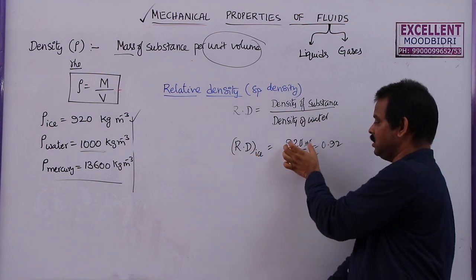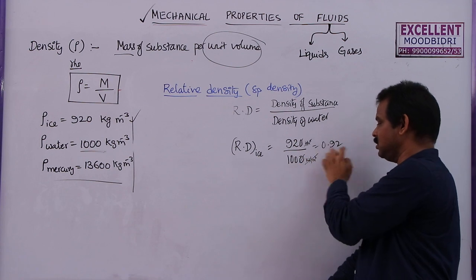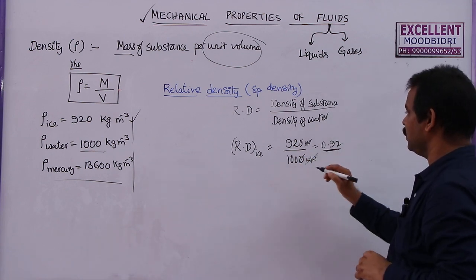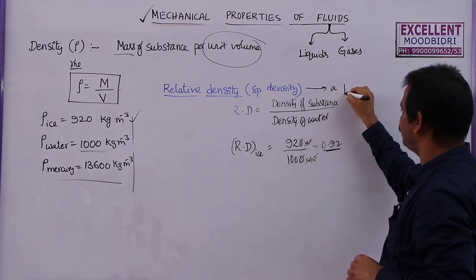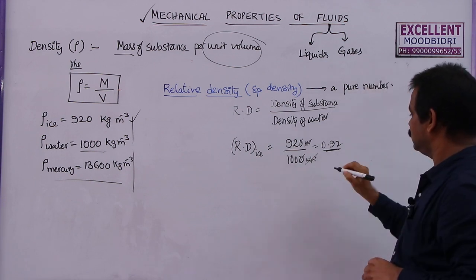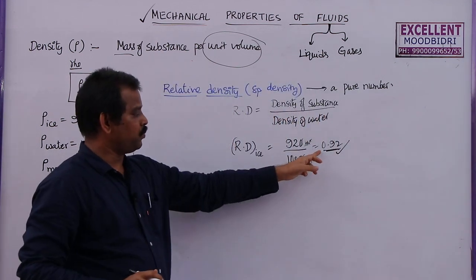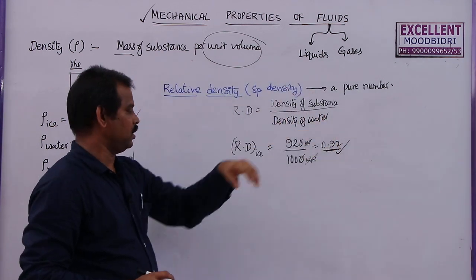So relative density is 920 kg per meter cube by 1000 kg per meter cube. Kg per meter cube can cancel. So this is a pure number only. So relative density is a pure number. What is the meaning of this one? The density of ice is 0.92 times the density of water.